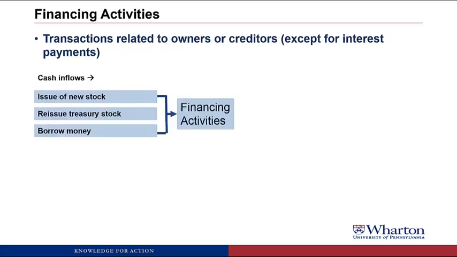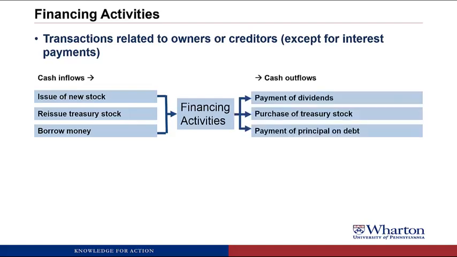So what financing activities will include are cash inflows such as the money you get from issuing new stock or reissuing treasury stock. That's when you take the stock that you previously bought back, which we call treasury stock, and then sell it back to the public, or money that you get from borrowings from banks or other creditors. Cash outflows include paying dividends to your shareholders, purchasing your treasury stock, so repurchasing your own stock, and then payment of principal on debt, but as we mentioned earlier, not the payment of interest.